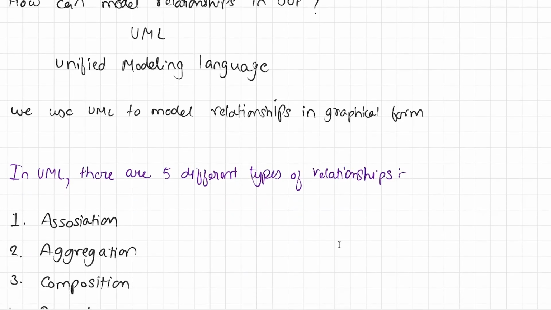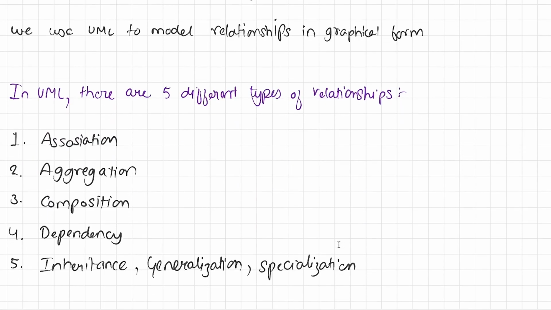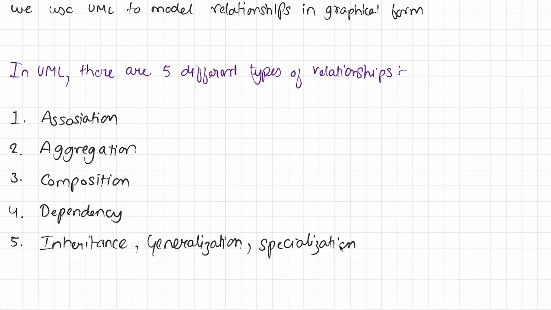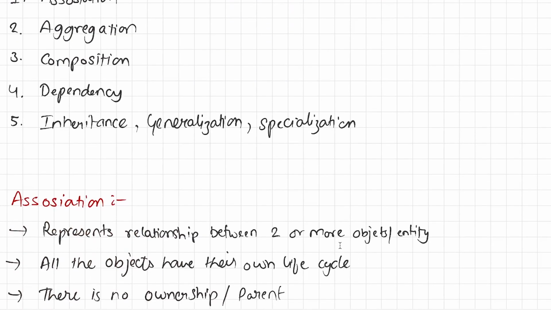Now again, in UML, there are 5 different types of relationships. Number 1 is association. Number 2 is aggregation. Number 3 is composition. Number 4 is dependency. And the last one is inheritance, and this relationship is also called generalization or specialization. So in this video, we are specifically targeting the first relationship, that is association.